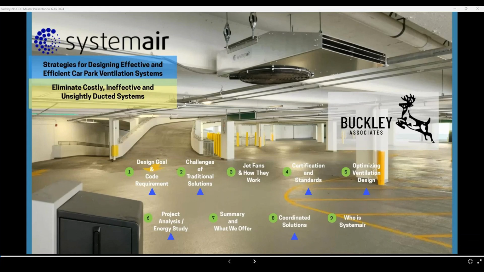So as Dean said, today we're talking about the strategies for designing effective and efficient car park ventilation systems and ultimately eliminating costly, ineffective, and unsightly ducted systems.